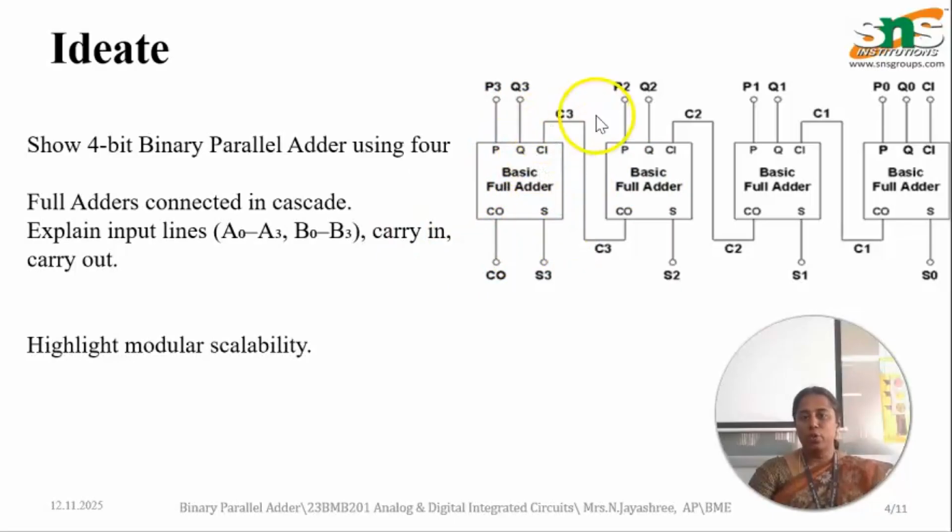This carry is taken over to the next circuit. Similarly, this binary parallel adder is formed by the combination of 4 full adders, so the full adders are connected in cascade. This cascade starts from P0, Q0, P1, Q1, P2, Q2, P3, Q3. The carry C1 is forwarded to the next stage, and so on.